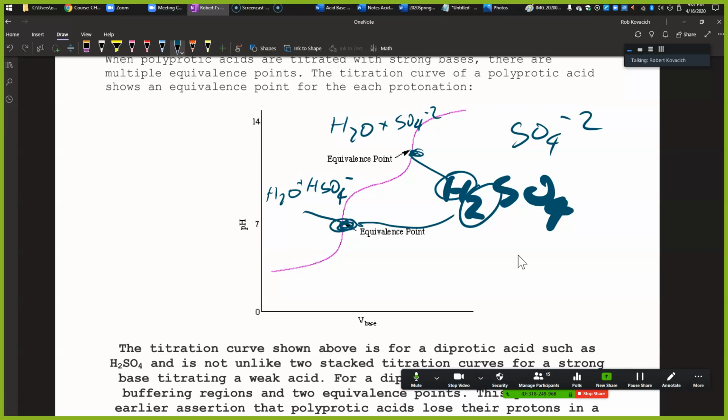If I was talking about phosphoric acid, you'd have 3 equivalence points because it has 3 protic H's. And the same thing with citric acid that we showed a couple of homeworks ago.